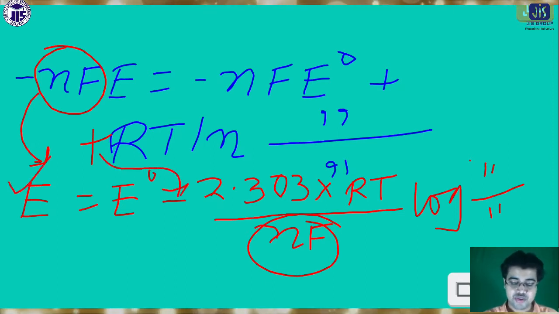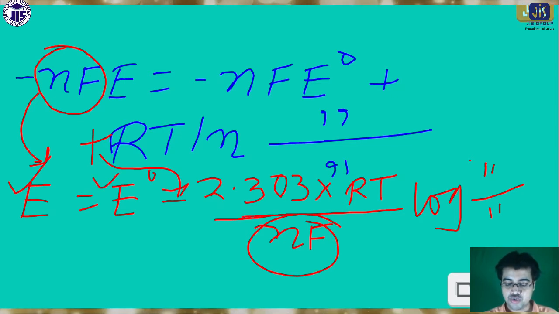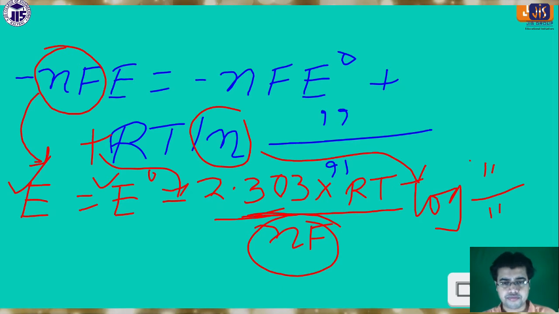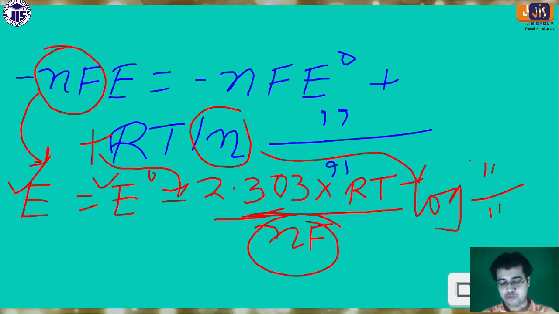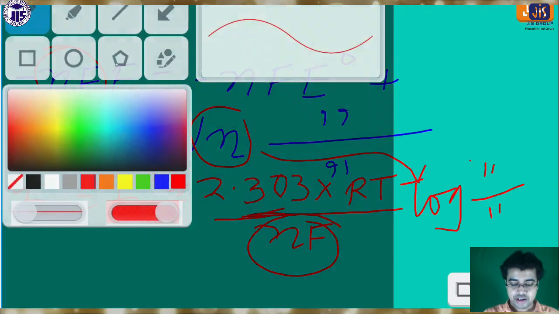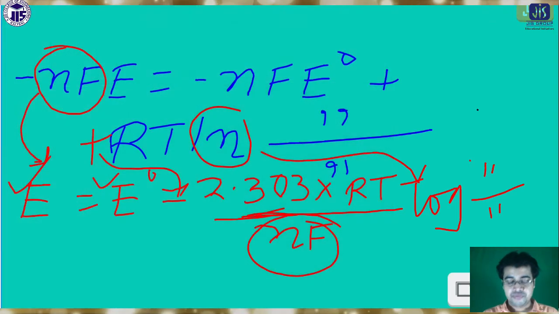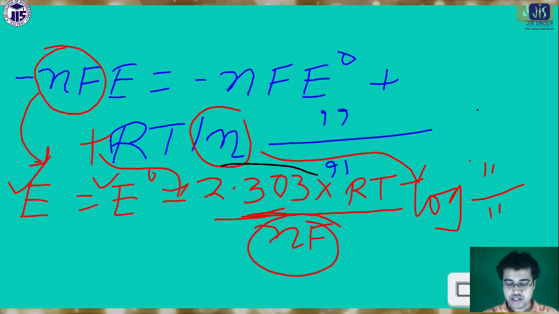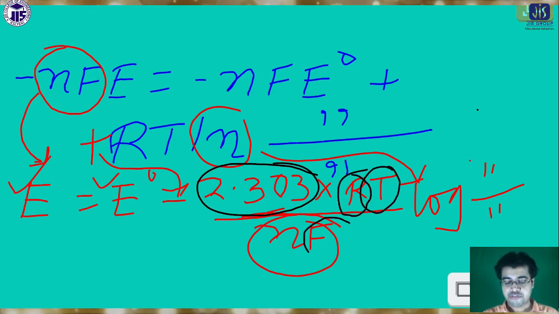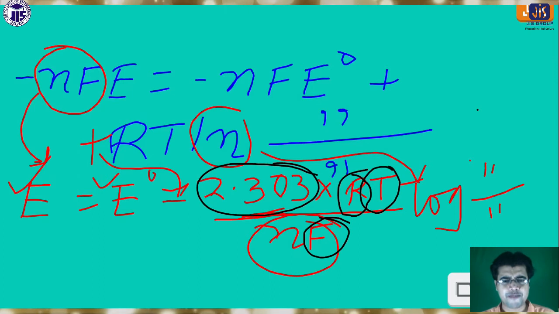And E equals E0 minus 2.303, the conversion of ln to log. So this is for the conversion purpose, we have to multiply with 2.303. Now look here, if I consider that 2.303, R (the universal gas constant), temperature, and Faraday, these all are constants, isn't it?